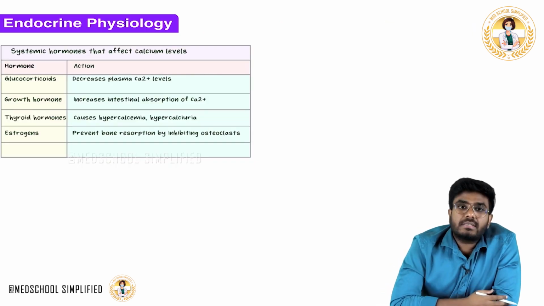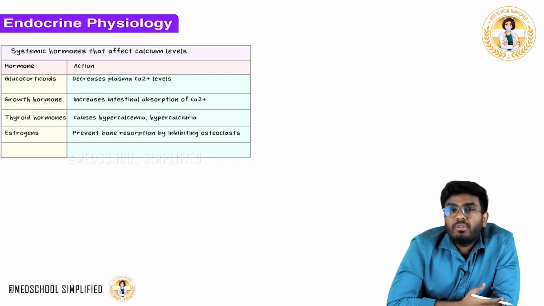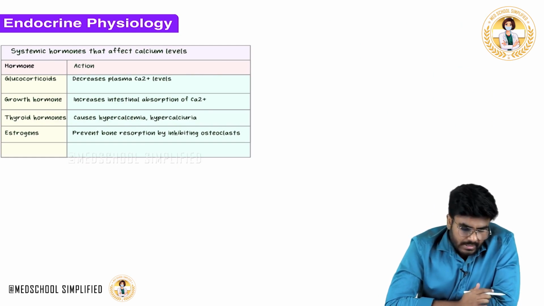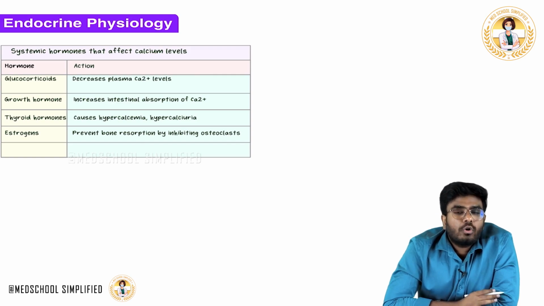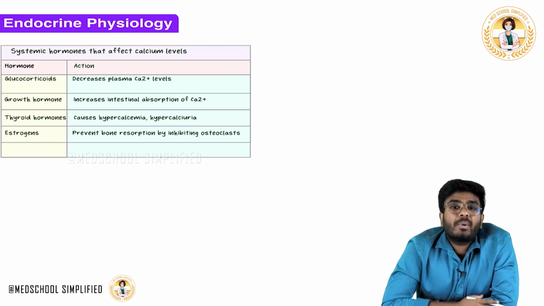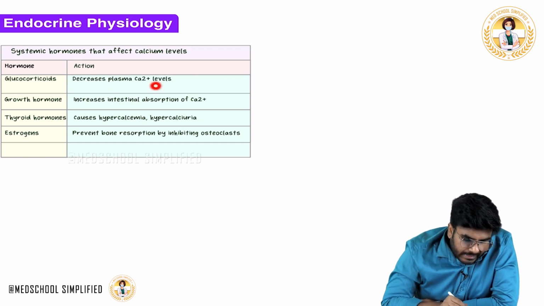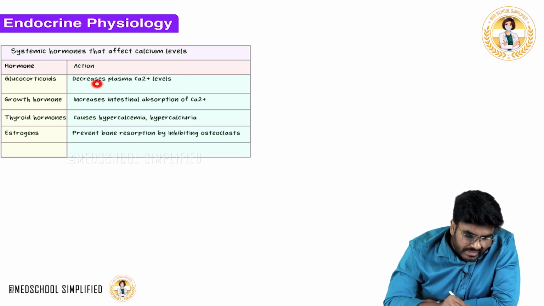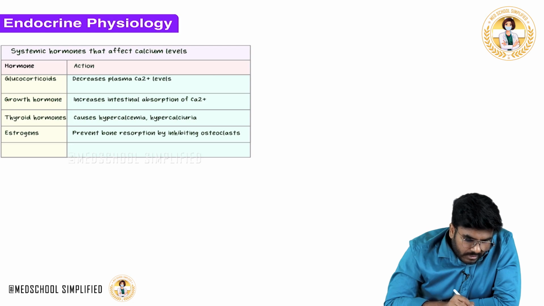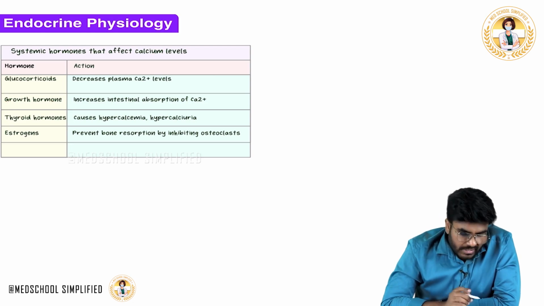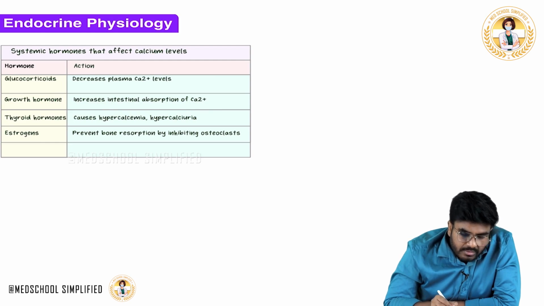Now let's discuss some more important systemic hormones and how they affect calcium homeostasis. Guys, what are the glucocorticoids going to do? Glucocorticoids decrease the calcium absorption in the intestines, and by that they decrease the plasma levels of calcium. So glucocorticoids are all the time against the blood calcium levels. Now apart from that, what about growth hormone? Growth hormone increases the intestinal absorption of calcium.